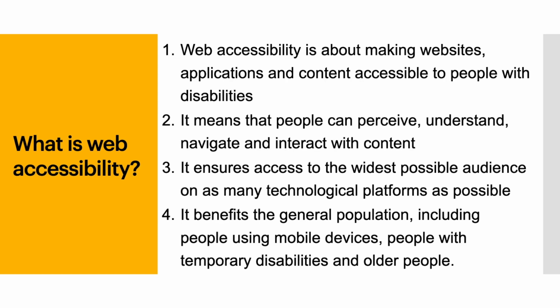So, what is web accessibility? Web accessibility ensures that websites, applications, and digital content can be used by everyone, including people with disabilities. And the goal is to remove barriers that prevent equal access and interaction. Disabilities can affect how users perceive, understand, navigate, and interact with content. And accessible design benefits not only those with permanent disabilities, but also people using mobile devices, individuals with temporary impairments, for example, a broken arm, and older users with age-related conditions.